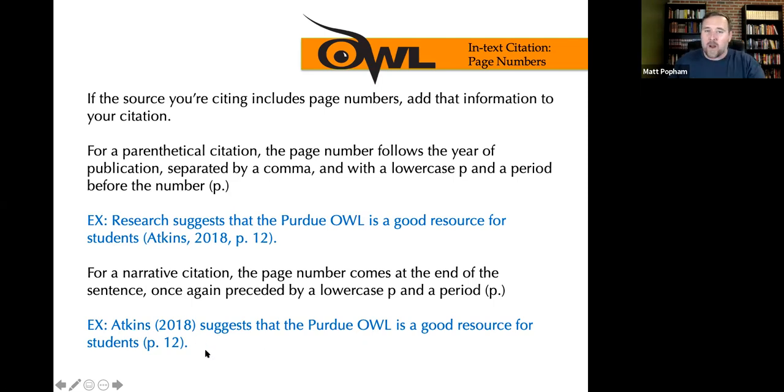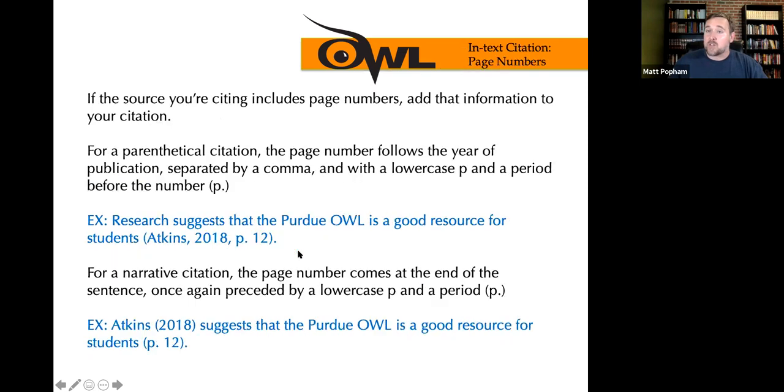So this is a great example of the difference between parenthetical and narrative citation. So let's just read this together. Research suggests that the Purdue OWL is a good resource for students. This was a thought that was not the author's. They got it from somewhere else, but it wasn't a direct quote. So the author still needed to be given credit. So they illustrated that by putting everything in parentheses, just nice and neat, and that looks great.